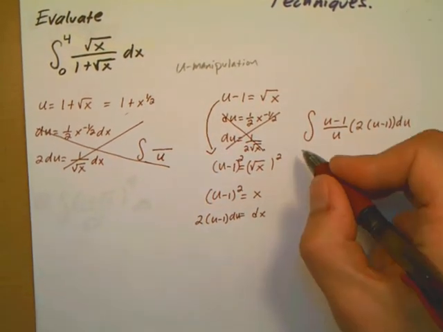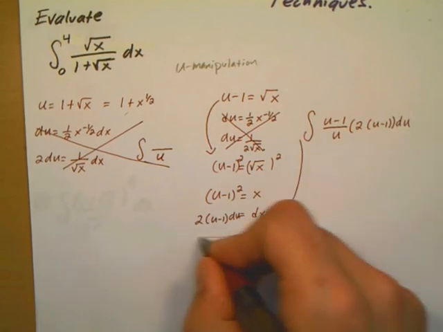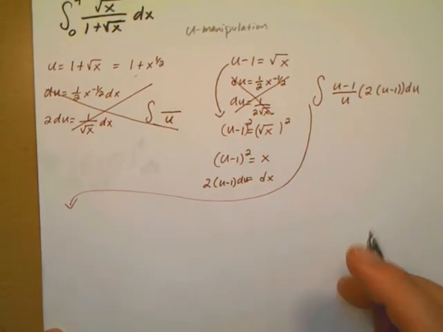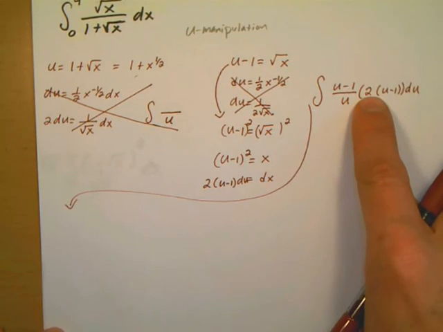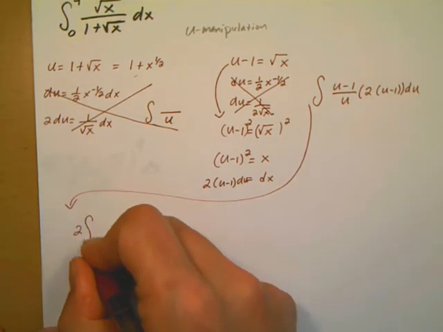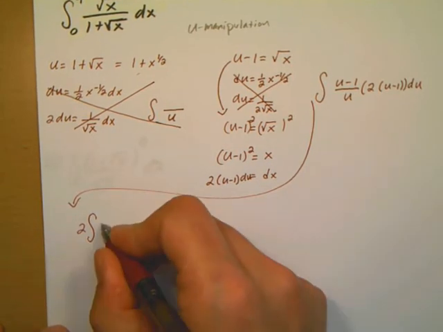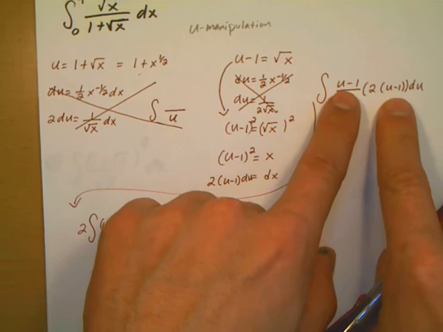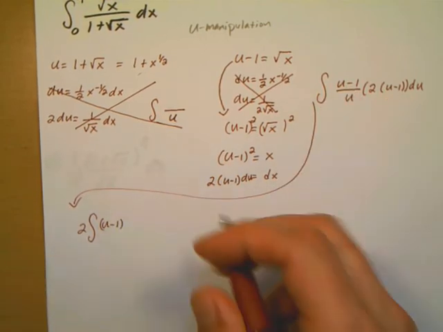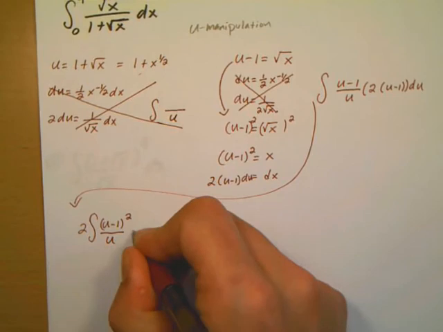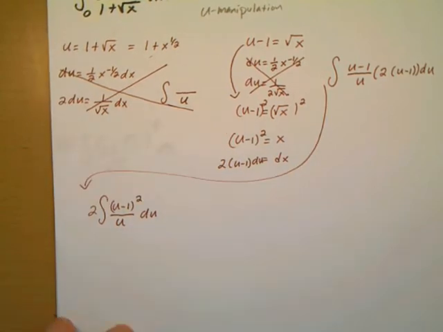Alright, so simplifying this even more, I'm going to go ahead and move this problem down over here. You don't have to draw this arrow, I'm just going to move it over here. This 2 is a constant, so I'm going to factor it out. So it's 2, and then the integral of u minus 1 times u minus 1, so I'm going to square that, and then put it all over u, du.